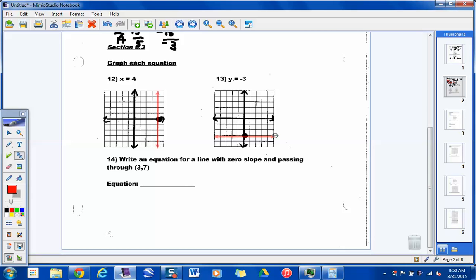Okay, things we need to remember. What kind of slope is a vertical line here? Undefined or 0? Undefined. Horizontal lines, undefined or 0?